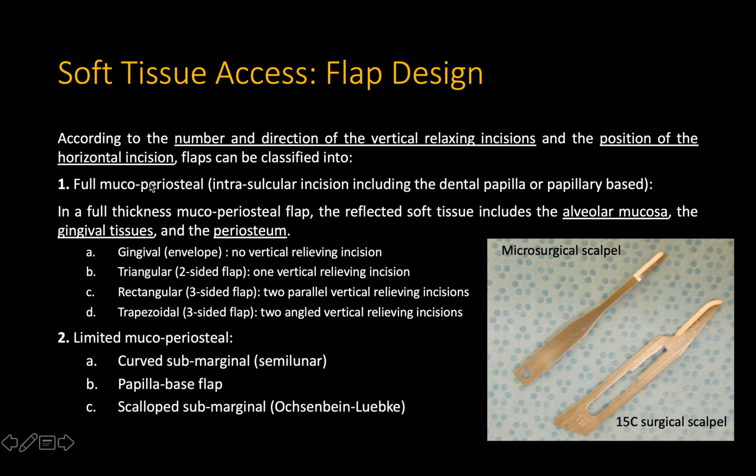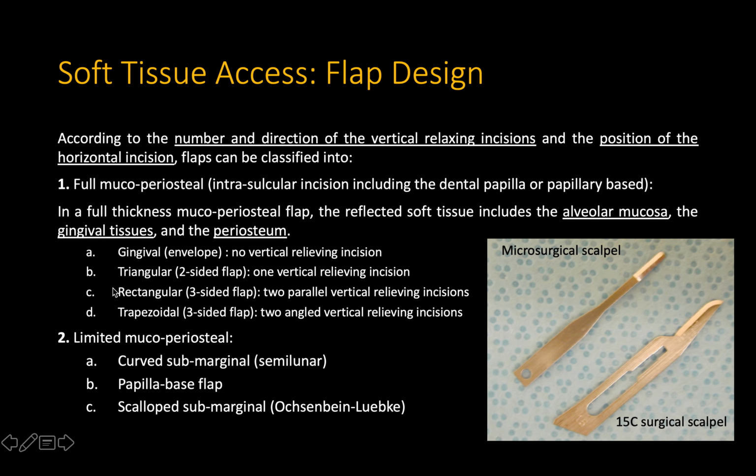Now, according to the number and the direction of the vertical releasing incisions and the position of the horizontal incisions, these flaps can be divided into the following. When it comes to the full mucoperiosteal flaps, we can have only a sulcular incision, which will produce a gingival envelope flap design with no vertical relieving incisions. Or we can have a sulcular incision with one vertical releasing incision, and this will produce a triangular flap.